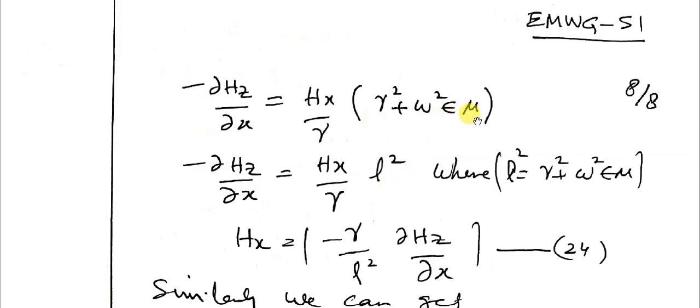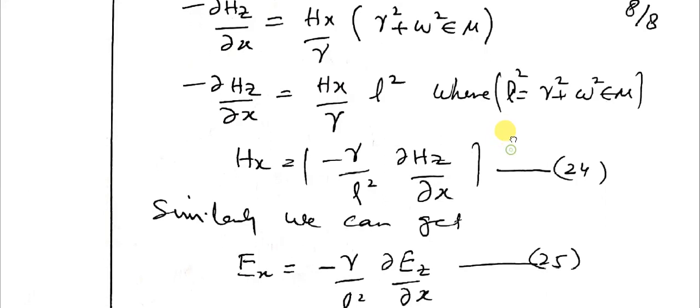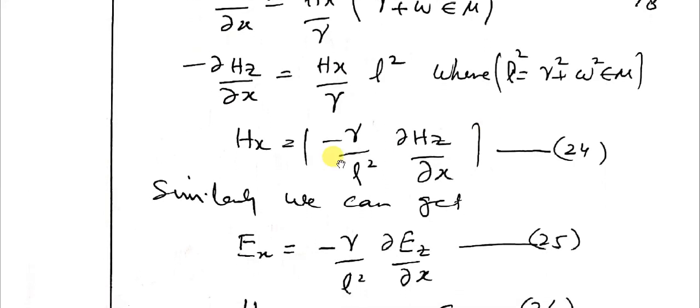This is a very important term. We will see that coming in as the phase. So L squared will play an important role. So Hx, what we get from here, is equal to minus gamma by L squared delta Hz by delta x.